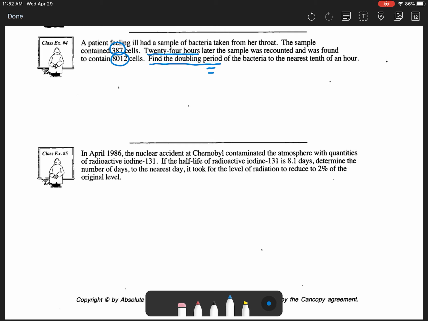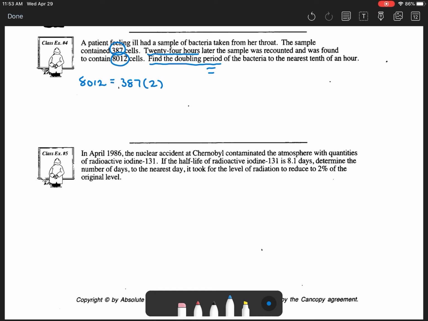It's 2. So what I do is I go into my equation, and I write it like this. So 8,012, that's going to be the amount that I end up with. My starting amount is 387. My b value is 2 because I have a doubling period. Okay, so that's how I know automatically that that value is 2. And I'm just going to erase that arrow so that I can write in my exponents.